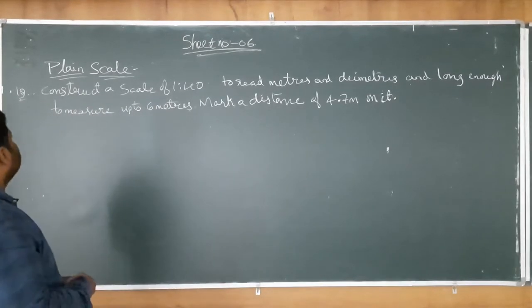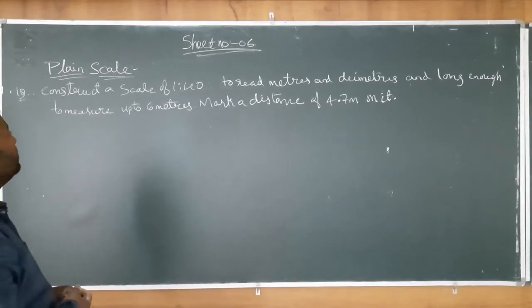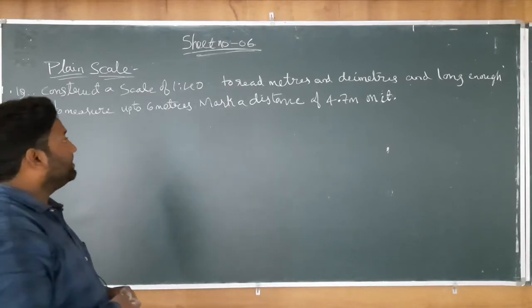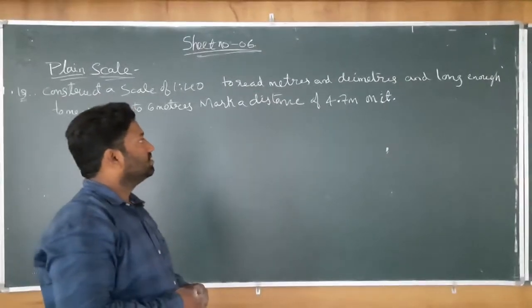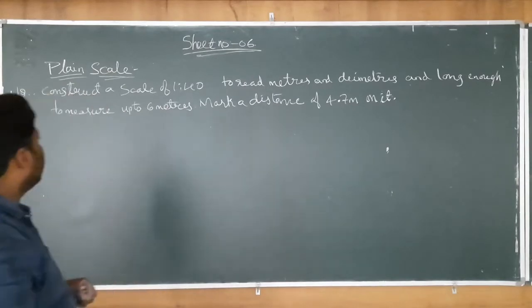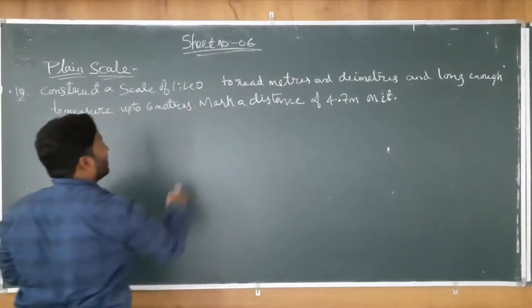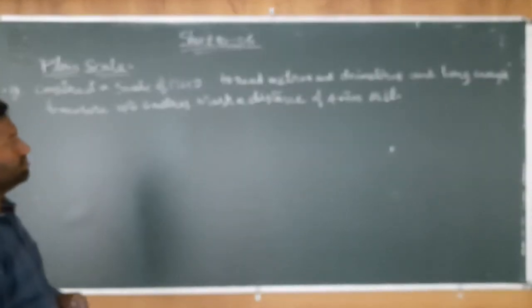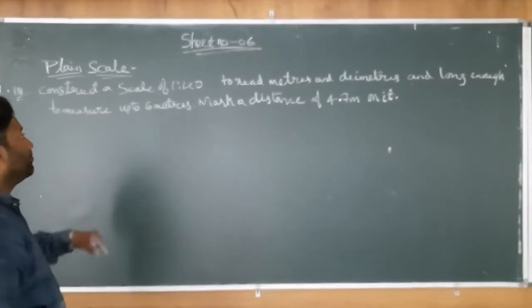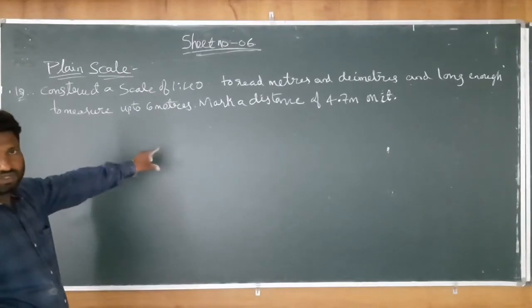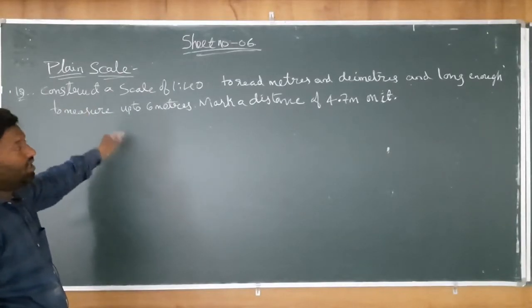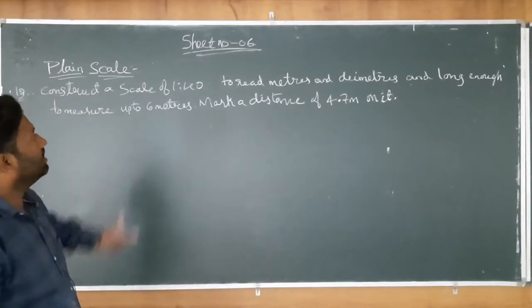So, the question is we have to construct a scale of 1:40 to read meters and decimeters and long enough to measure up to 6 meters. Mark a distance of 4.7 meters on it. So, we have to construct a diagram that is nothing but a plane scale. How can we say that this is the plane scale?